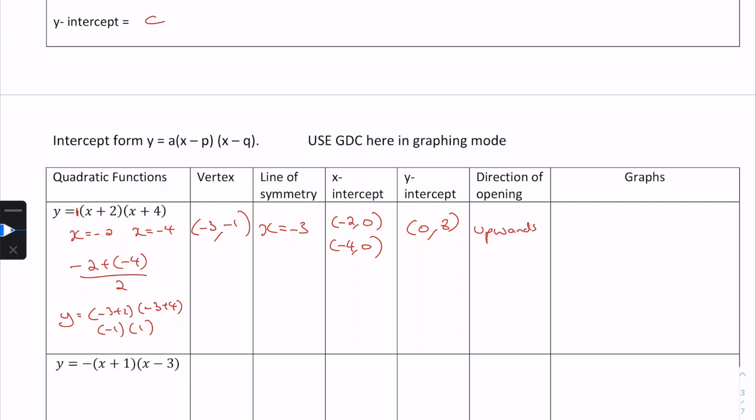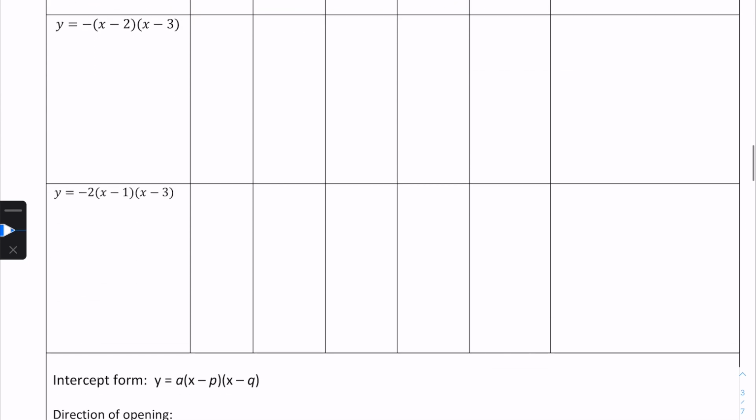Okay, so let's continue. So we are now able to graph it. It should be upwards. You can tell me everything that we did in question 1 that we did earlier. So let me jump to another question. Let's jump to the very last one.